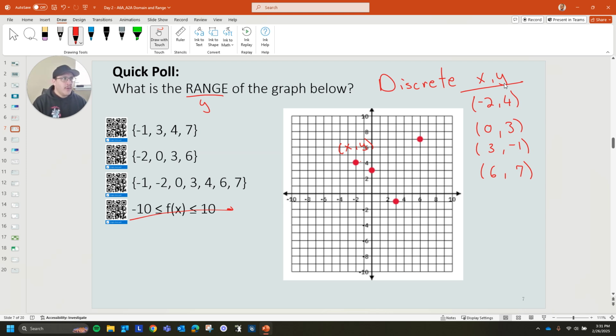So what does range ask for? It asks for all the y values. My y values should consist of 4, 3, -1, and 7. Look through your answer choices. Which one is the only one that makes sense? The first one right here. Okay, -2, 0, 3, and 6. Those are all numbers that are on the x-axis. I don't want that. -1, -2, 0 looks like it's listing all the numbers that we have, which we don't want. We only care about the range. So those two are not my answer, and the first one is my answer.